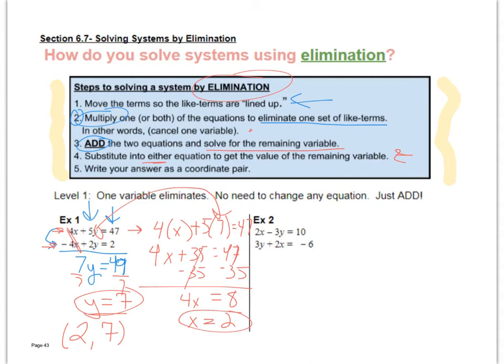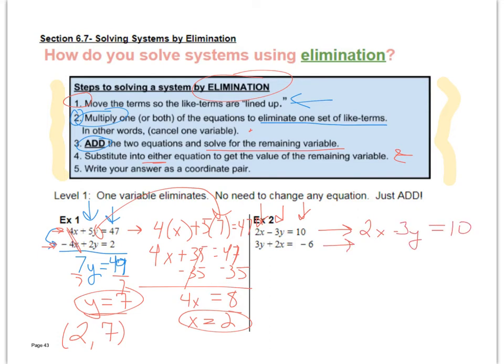Now, on this next one, notice that these aren't lined up. When I look here in this column, that's got an x and a y, and that one also has a y and an x. These ones are good, but I have to rearrange some things. So that first step is to move things so your equations are in the same order. I'm going to leave this one alone because it's already in standard form: x first, y second, equal a number.